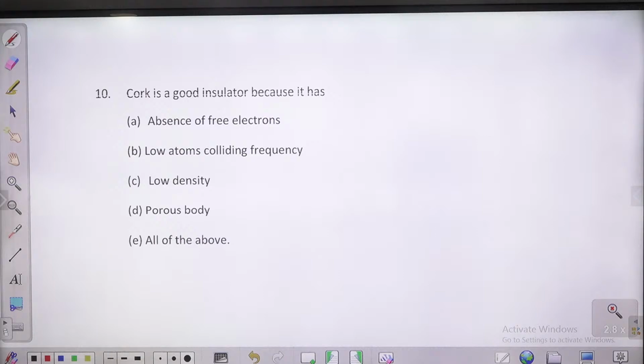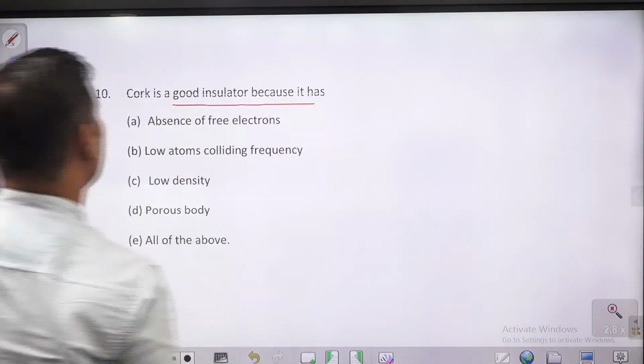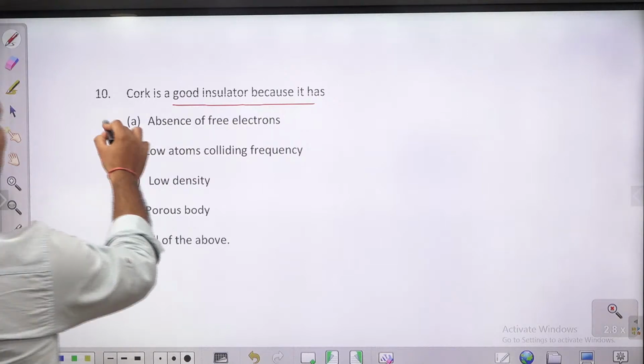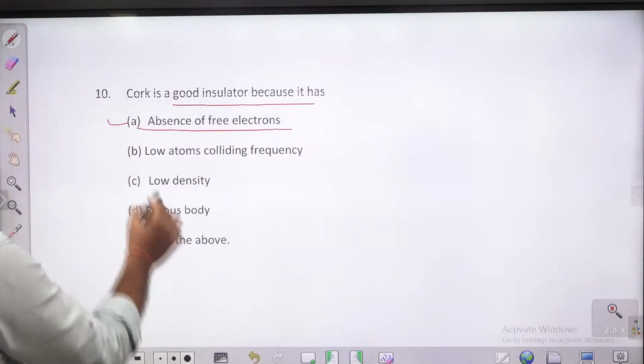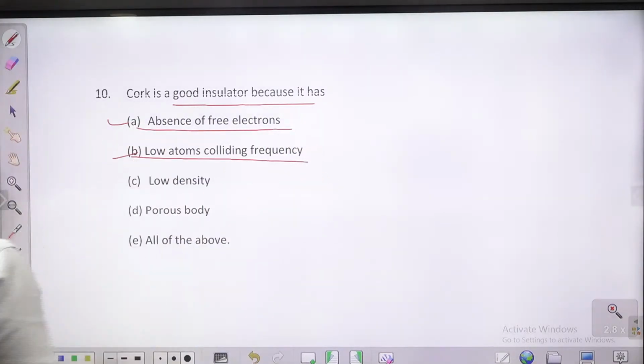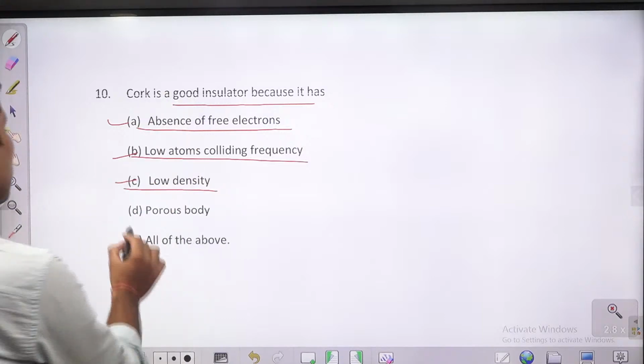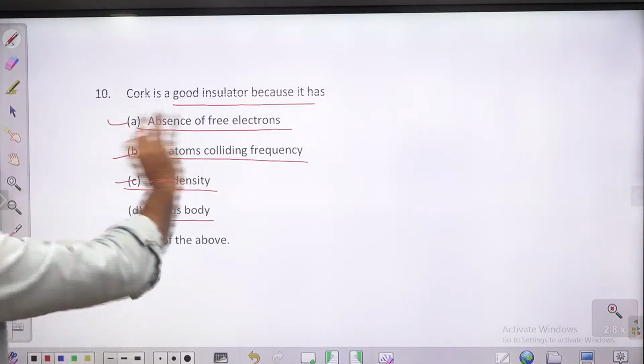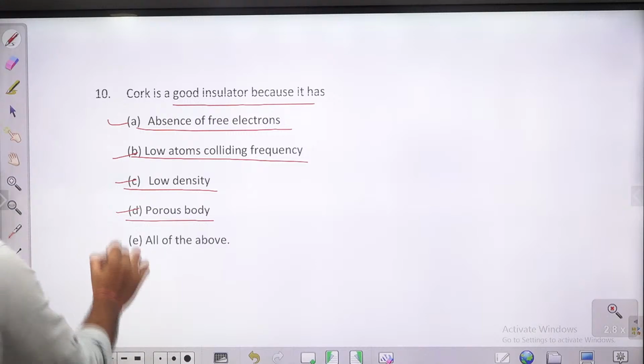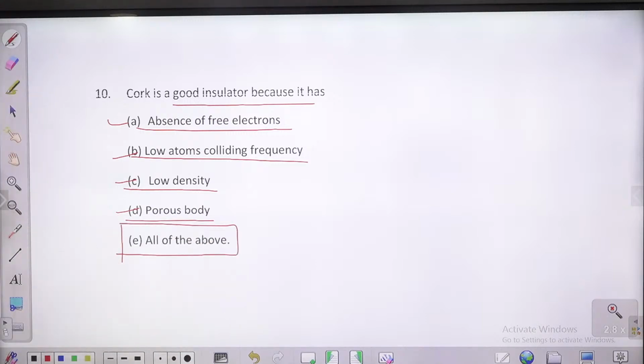कोर्क इज ए गुड इंसुलेटर. कोर्क क्या एक अच्छा इंसुलेटर है. व्हाई कोर्क इज ए गुड इंसुलेटर गाइस? बिकॉज देयर इज नो फ्री इलेक्ट्रॉन प्रेजेंट, ये भी सही है. इट इज हैविंग लो एटम कोलाइडिंग एफिशिएंसी, ये भी बिल्कुल सही है. इट इज हैविंग लो डेंसिटी, कोर्क का डेंसिटी बहुत कम होता है. इट इज हैविंग पोरस बॉडी, बिल्कुल एयर ट्रैप कर देता है. सो दिस इज आल्सो राइट. सो ऑल ऑफ द अबव इज द राइट आंसर फॉर दिस कोर्क.